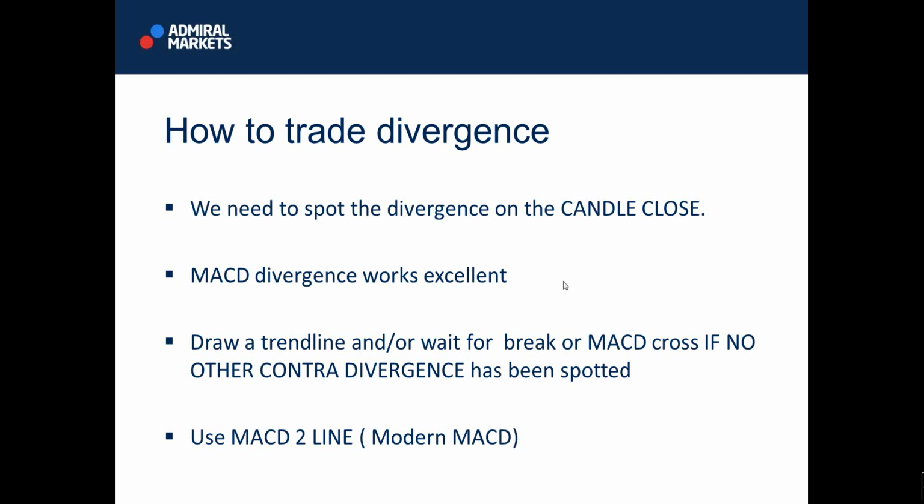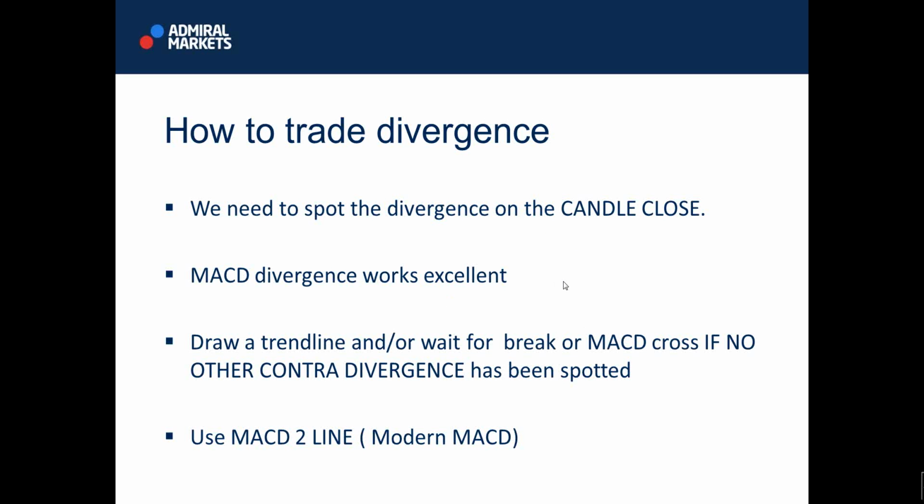So, how should we trade divergence? We need to spot the divergence on the candle close. Always, guys, at the candle close. Not while the candle is still forming, because if you go with a forming candle, you don't know whether that will be a divergence or not. MACD divergence works excellent. You can also use RSI, CCI, stochastics, OBV, momentum, ROC, whatever. I personally use the MACD indicator. Chris, as I know, uses the awesome oscillator.